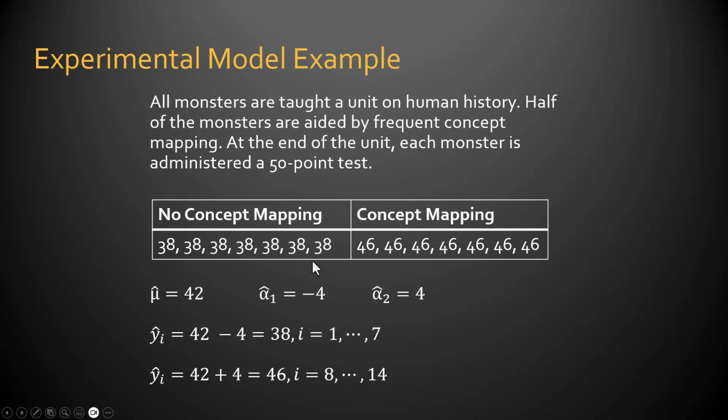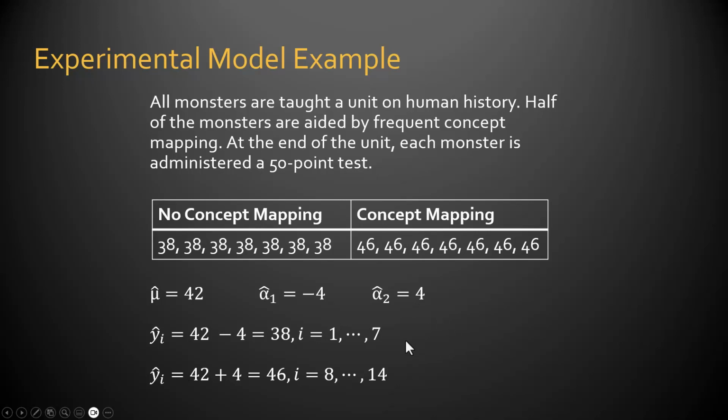So again, both units, they learn human history. So this negative doesn't mean they didn't learn human history. It means they're 4 below average. And why are they 4 below average? Because we have a concept mapping group that did quite well. They did 4 above average.